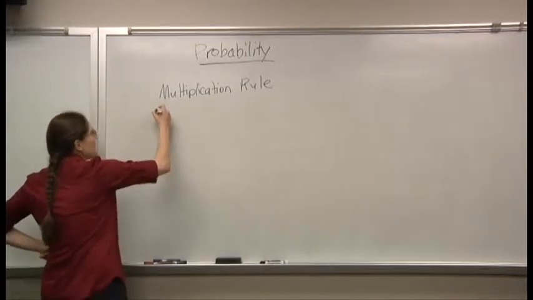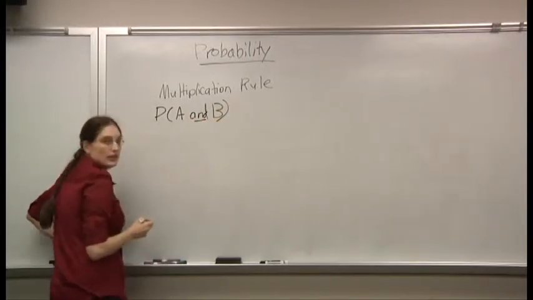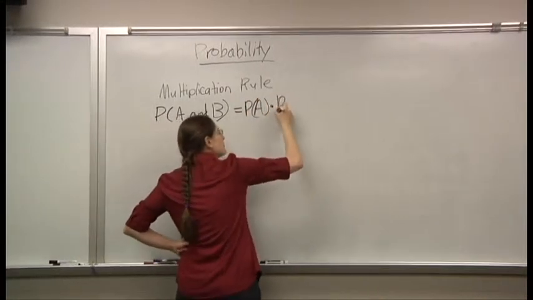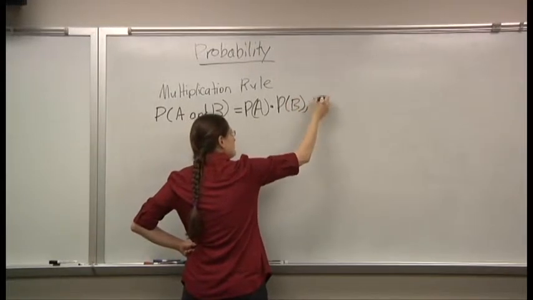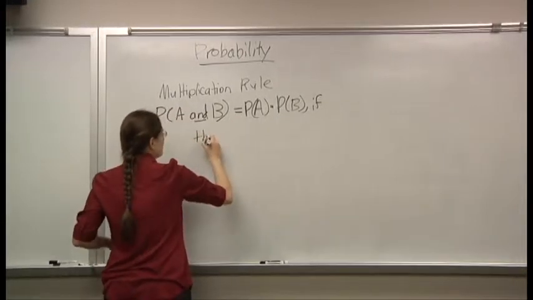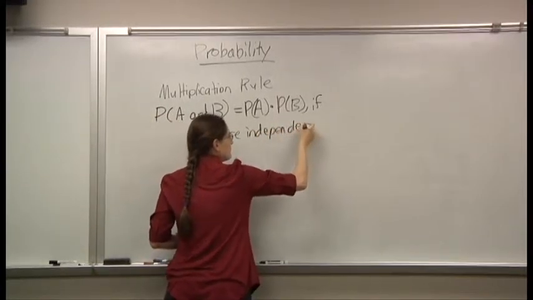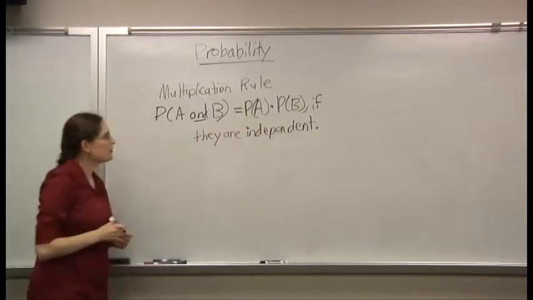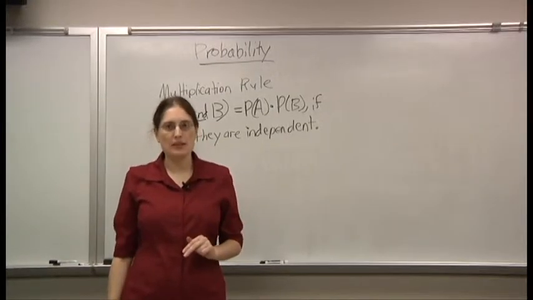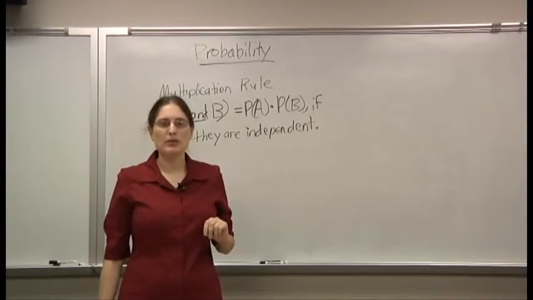The multiplication rule says probability of A and B is... So if two events are independent and you want to find the probability of both of them happening, you just multiply the probability of one happening times the probability of the other one happening.